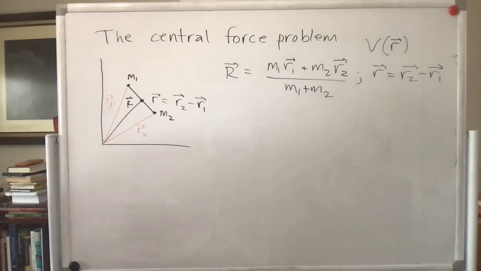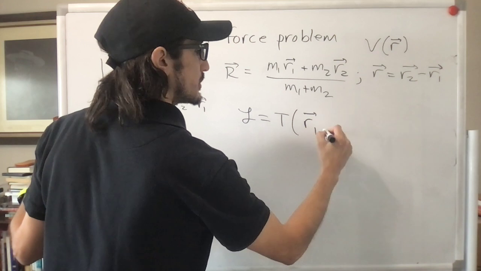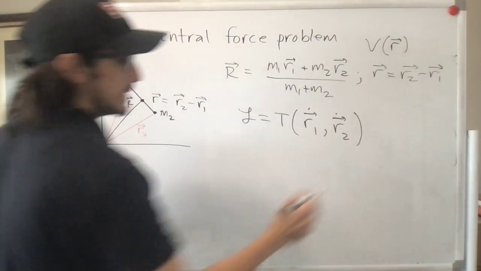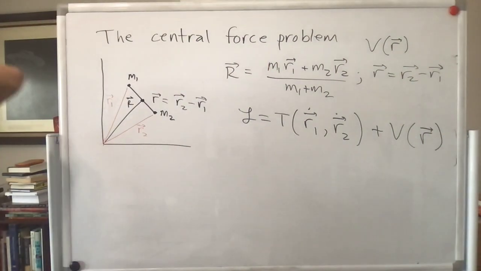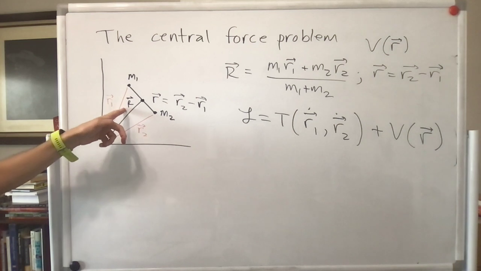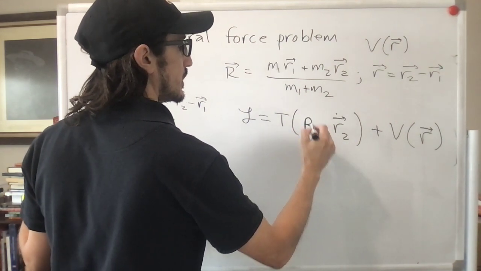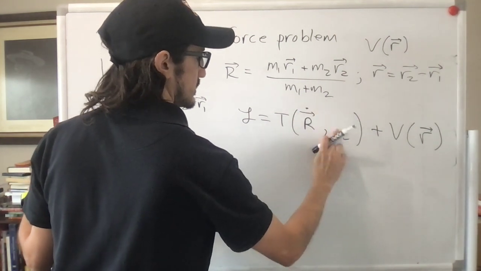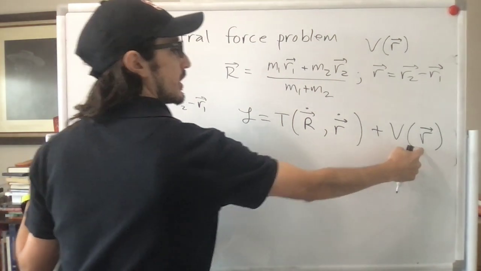So let's write down the Lagrangian. The Lagrangian of this system is the kinetic energy minus the potential. The kinetic energy depends on r1 dot and r2 dot, right? And the potential, which is just r. The kinetic energy, we can put it in terms of big R and just small r. And this makes things better because now we have R here and r here.